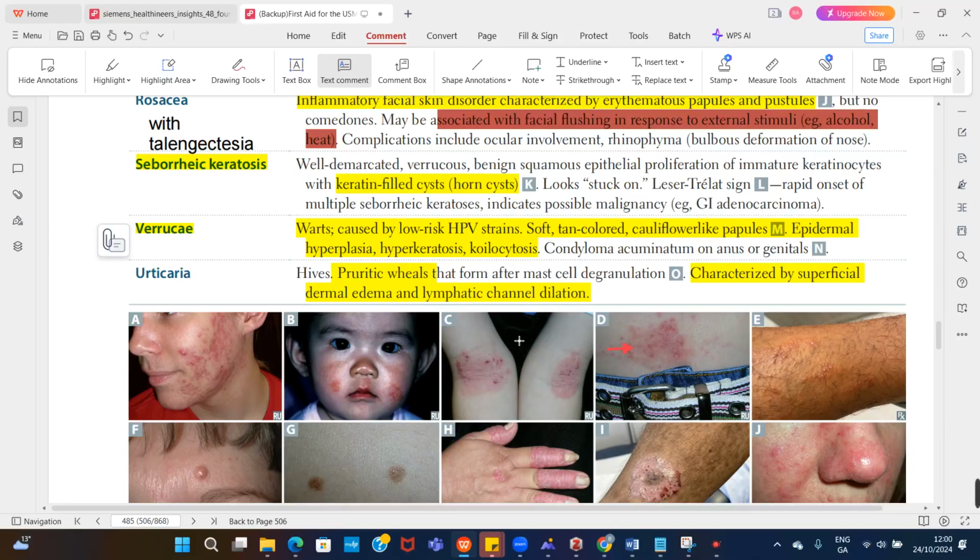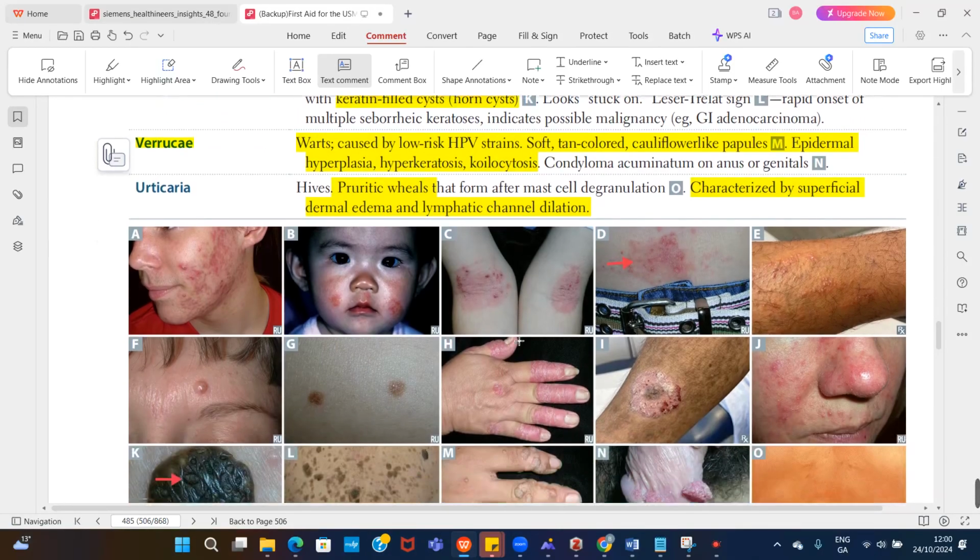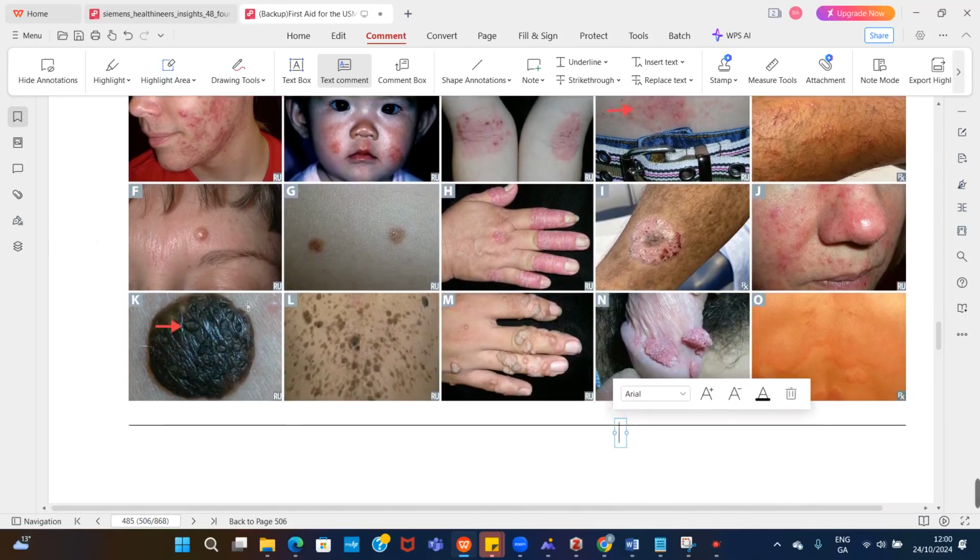The next is seborrheic keratosis. Don't confuse it with seborrheic dermatitis. They are different things. What I want us to hold for seborrheic keratosis is that it is actually the commonest benign skin tumor. It is a tumor, the commonest benign skin tumor in individuals more than 30 years.